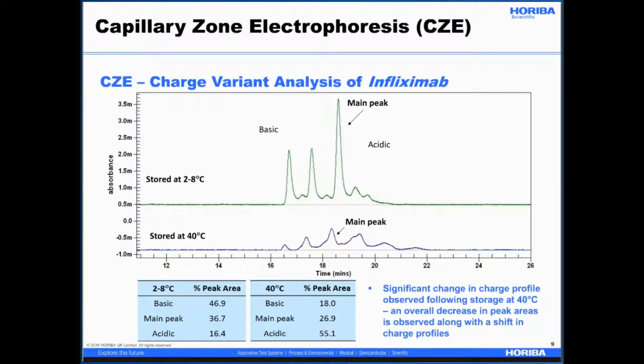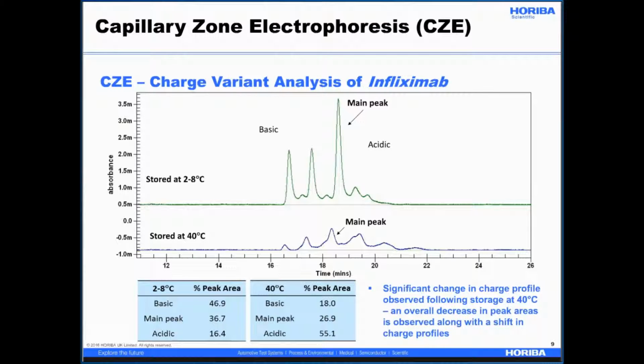Here we have the data for the charge variant analysis of Infliximab. These samples were run at a final concentration of 0.2 mg per ml. We have a sample that has been appropriately stored between 2 to 8 degrees and one that has been degraded at 40 degrees. We see a significant decrease in overall peak area for the degraded sample, and if we look at the tables at the bottom, there is an overall shift from the more basic species to the acidic species following storage at 40 degrees.